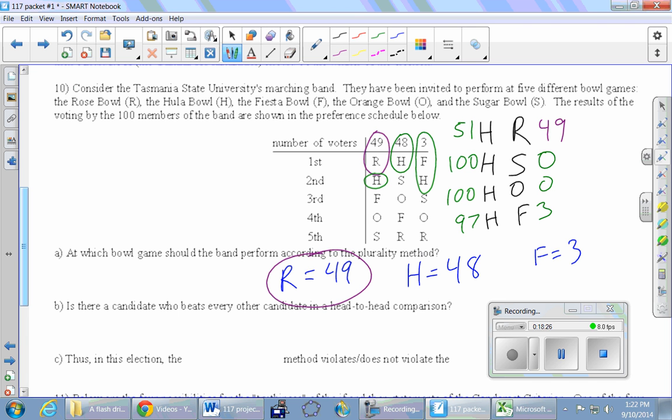Okay, not so bad. So here's the question. Is there a candidate who beat everybody head-to-head? Yes, H beat everybody head-to-head. Do you think there's always a candidate who beats everyone head-to-head? No, this is a sometimes it happens, usually it doesn't thing. So this is an unusual one where we do have somebody who beats everybody head-to-head. So that's our answer to part B. Is there a candidate who beats every other candidate head-to-head? Yes, candidate H beats everybody head-to-head.